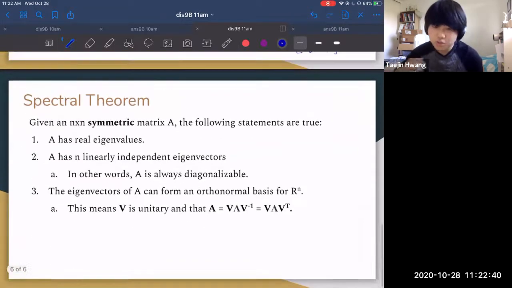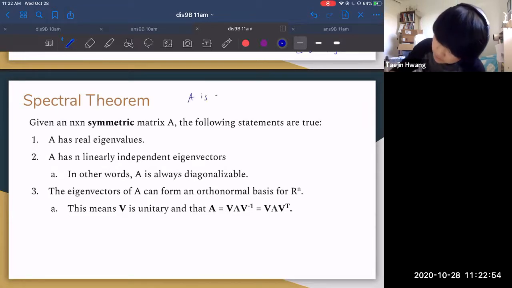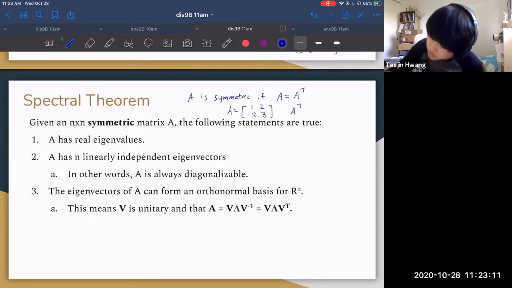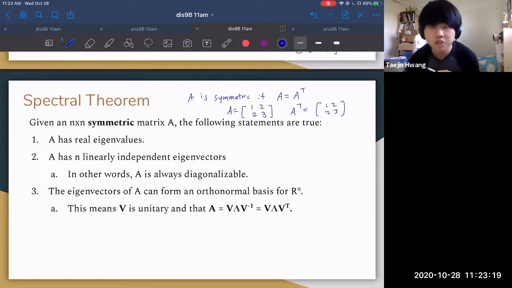Let's move on to some new material now, specifically the spectral theorem, which says that if we're given a symmetric matrix A, and we say that a matrix A is symmetric if A is equal to A transpose. So for example, if we have 1, 2, 2, and 3, then if we took the transpose of this matrix, you'll notice that the rows become the columns and we'll have the same matrix. So this is what it means for a matrix to be symmetric.